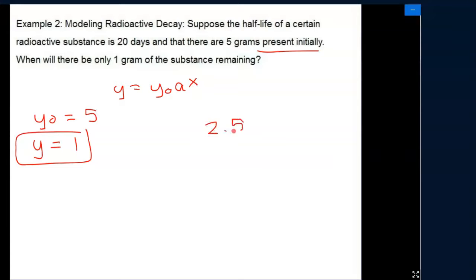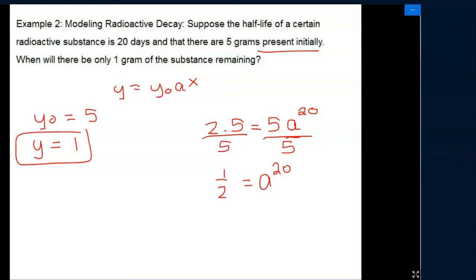So 2.5 is equal to 5 a to the 20. Because the x represents the days. We know that half-life happens after 20 days, so we're looking for my a value. So we'll divide both sides by 5. So you have 2.5 divided by 5. So you get a half equals a to the 20.